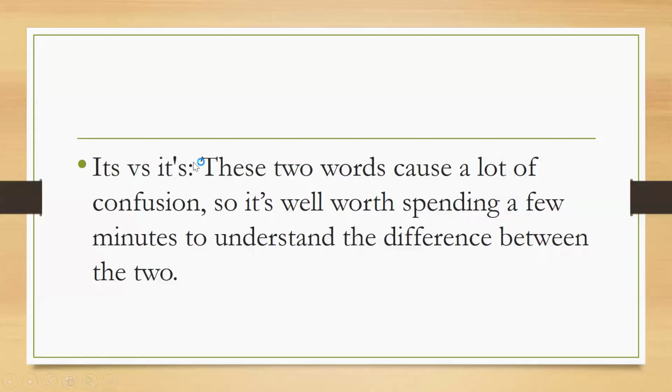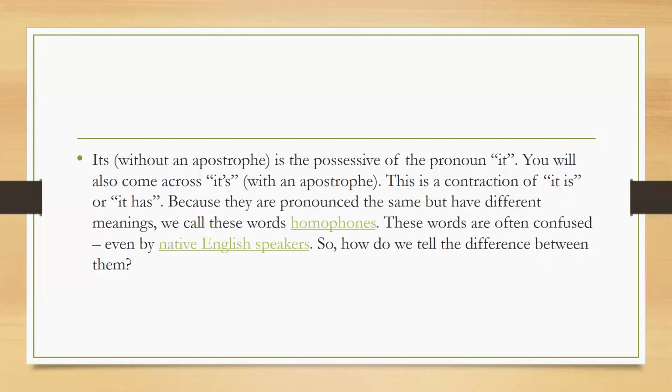Okay. Its versus it's. These two words cause a lot of confusion. So it's well worth spending a few minutes to understand the difference between the two. Now, its is ITS and then it's is IT apostrophe S. These are words that sound the same in pronunciation. If you remember our class on homophones and homonyms, these are words that sound the same in pronunciation, but they mean different things.